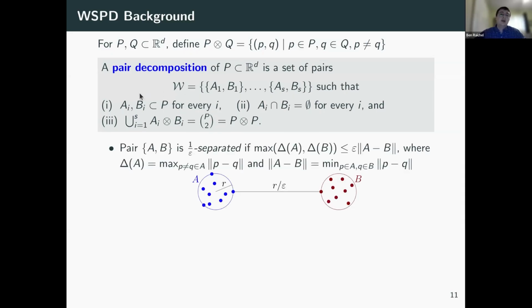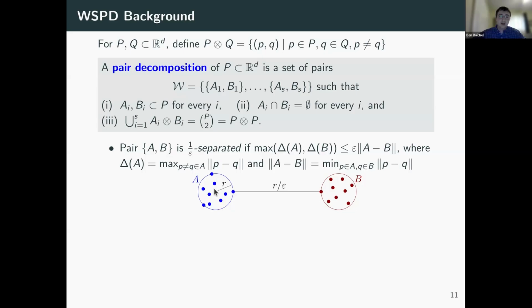Okay. Then the other definition I need is being separated. So I'm going to say a pair AB, so one of these A_i B_i, is 1 over epsilon separated if the maximum of the diameter of A and the diameter of B is at most epsilon times the distance between A and B. Okay, so if I look at this picture here, this is really telling the story.